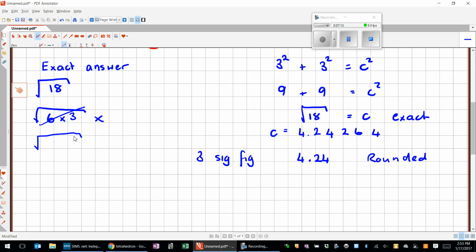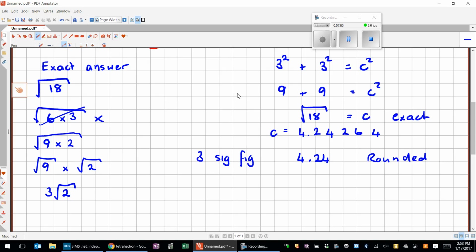Well, the square numbers are 1, 4, 9, 16, and so on. So we're looking for one of those. Now I can see that 18 is 9 times 2. That's great. So now I can break that up into the square root of 9 times the square root of 2. The square root of 9 is 3. The square root of 2 just stays the square root of 2. So it's 3 times the square root of 2, which is the simplified exact answer.